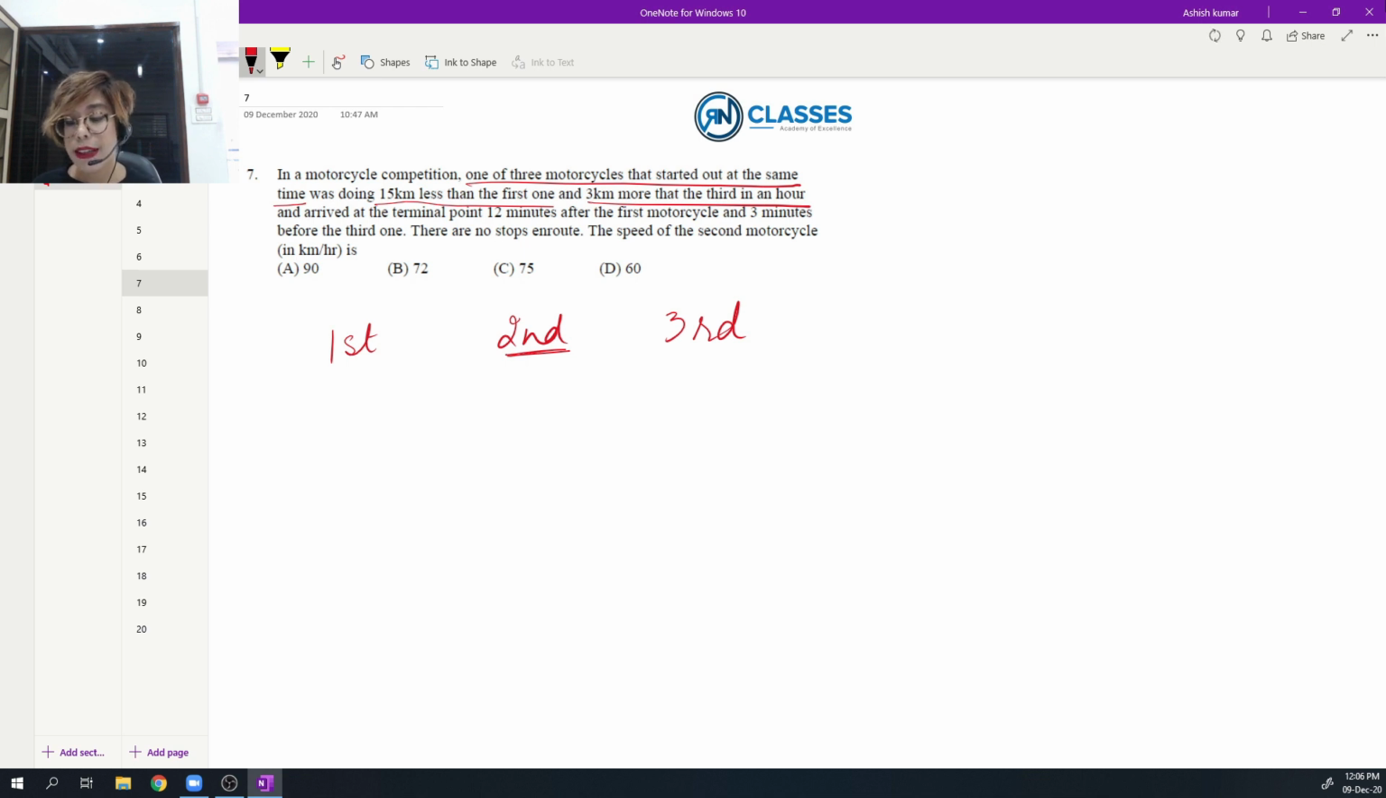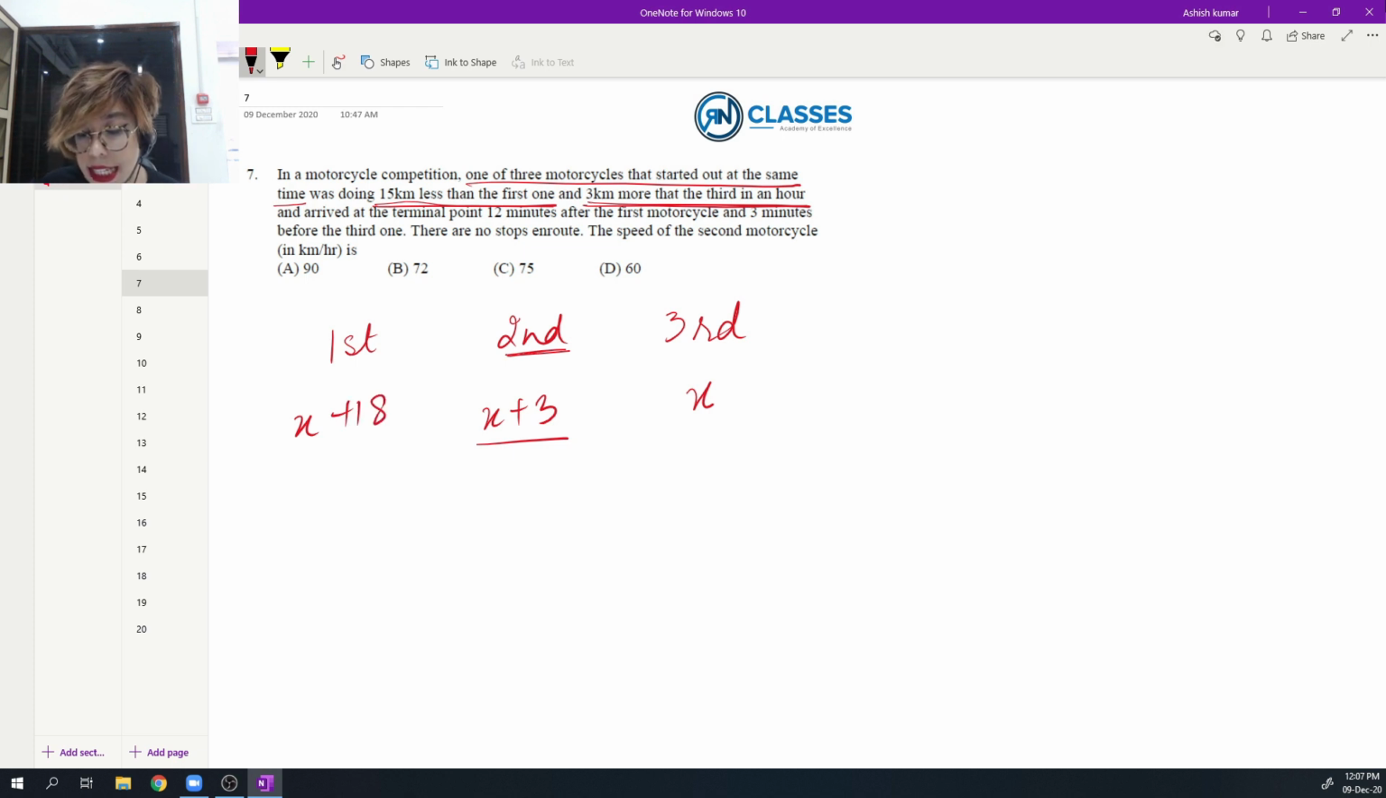Alright, now obviously we need to talk about the speeds of the motorcycle. So I'll consider the speed of the third motorcycle to be x km per hour. Right? Now as you can see, the second motorcycle does 3 km more than the third in an hour. So that means the speed is x plus 3. And he also says 15 km less than first one. That means 15 km first wali zyada kar rahi hai. It is doing more. So x plus 3 plus 15, which is x plus 18. So these are the speeds that I have supposed.